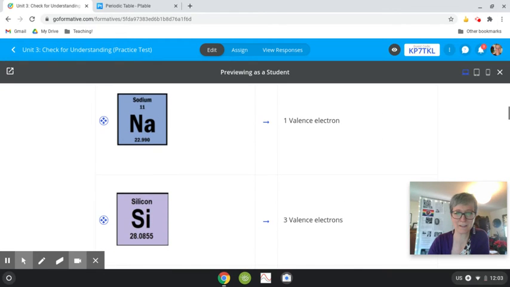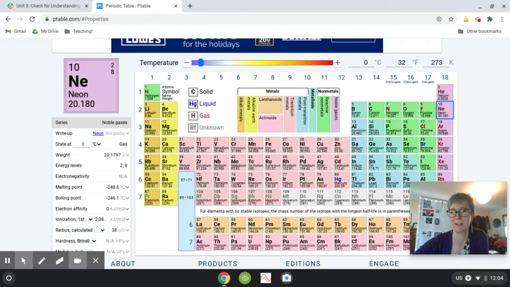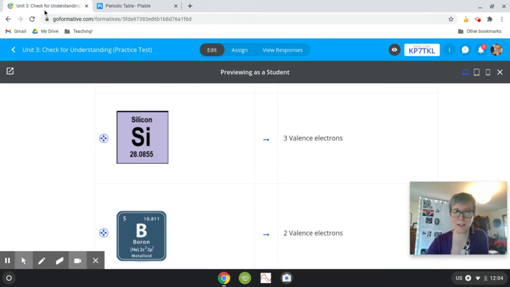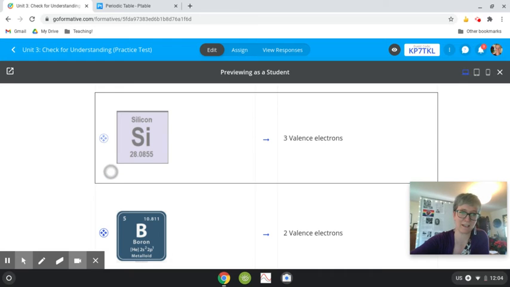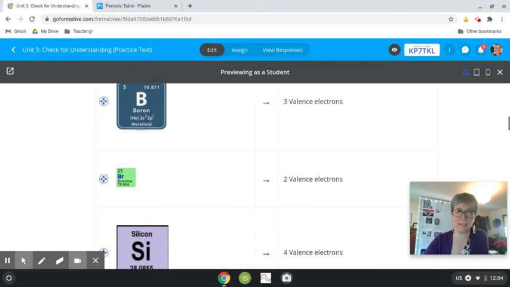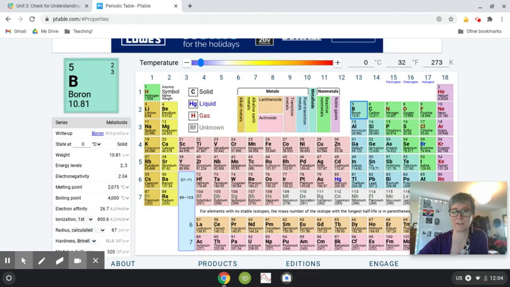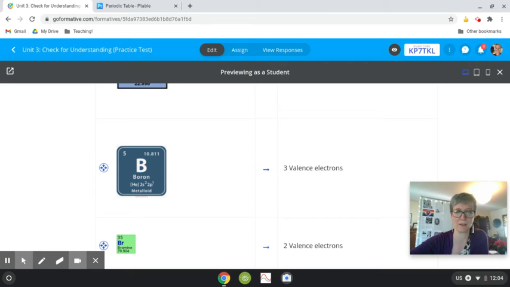Then we have silicon right there with 3 valence electrons. Finding silicon on the periodic table, here's silicon. Silicon is in group 14, so it's not going to have 3 valence electrons, it's going to have 4. We need to take this down to the number 4. Getting closer. Boron, finding boron on the periodic table, is right here, so it's going to have 3 valence electrons. There we go, we got that matched up, and our sodium matched up.